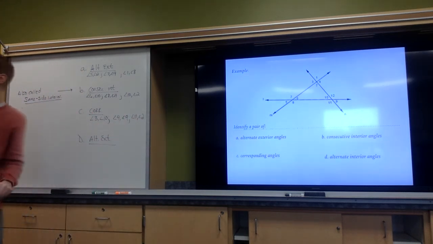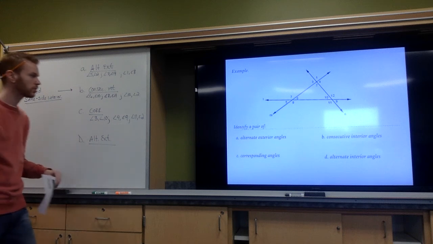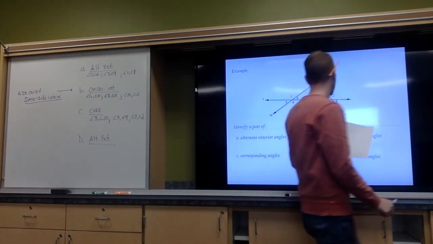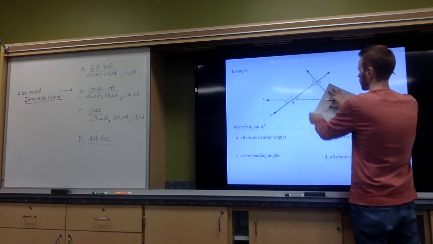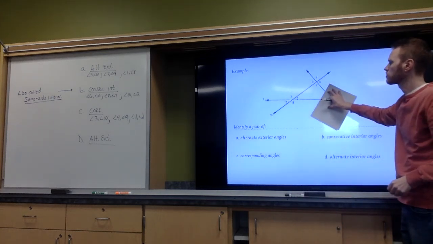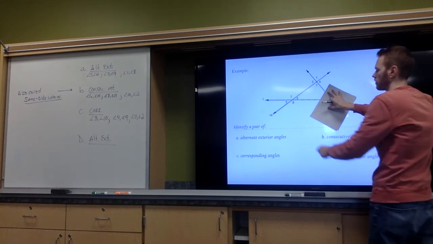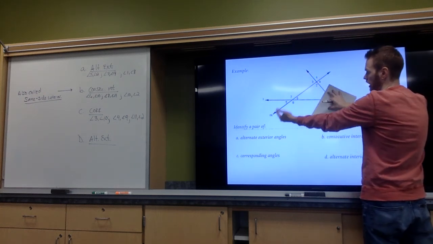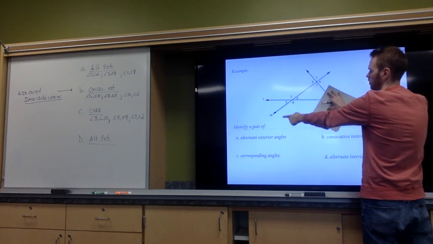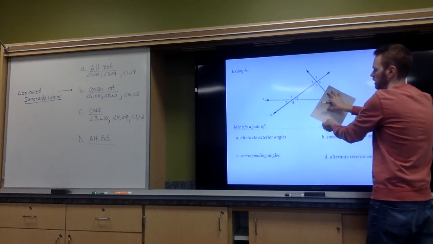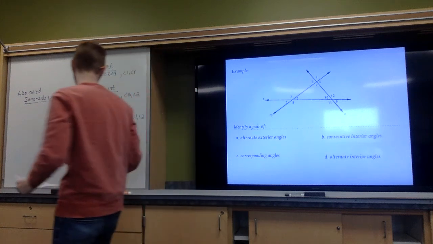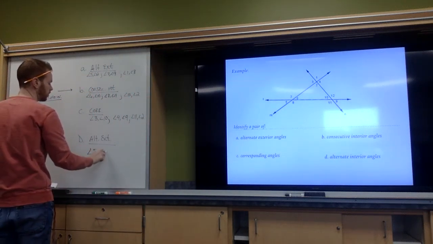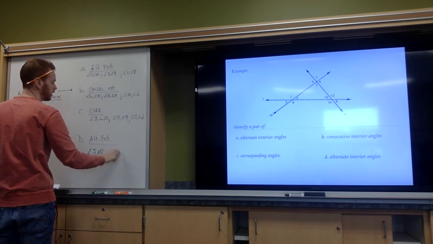All right. Last one, alternate exterior. So, let's go over to this picture. We'll block this out. We'll look at this part. So alternate exterior would be 5 and 4. They're on the outside of the two lines, and they're going left and right of this transversal. 8 and 1 would be another one. Let's see, angle 5, angle 4, angle 8, angle 1.